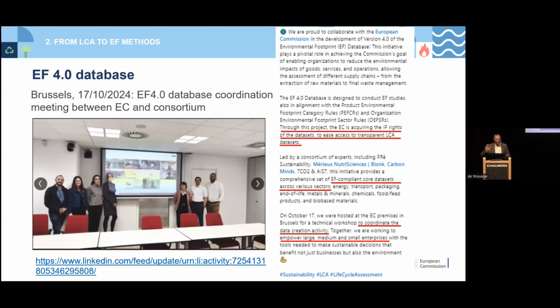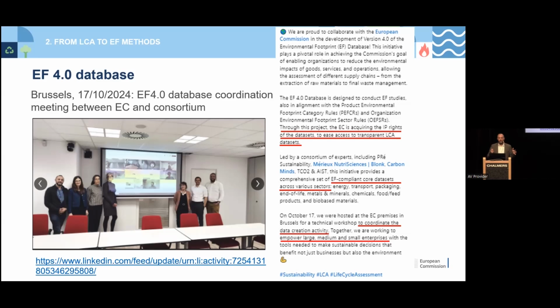Then I'm jumping towards the end of my presentation, as the time is running. So I want to mention that last week there was a milestone at the level of the development of the EF 4.0 database. We met the European Commission, DG Environment and RTD met with the consortium working on the EF 4.0 database. You can see here there is a post on LinkedIn. So basically what we are doing is developing a new database where we, the Commission, are the owner of the IP rights. This means that what we want to do is to ease access to the LCA datasets to mainstream the use of the EF methods and LCA on the ground.